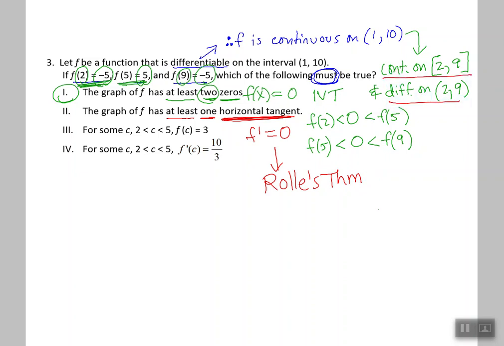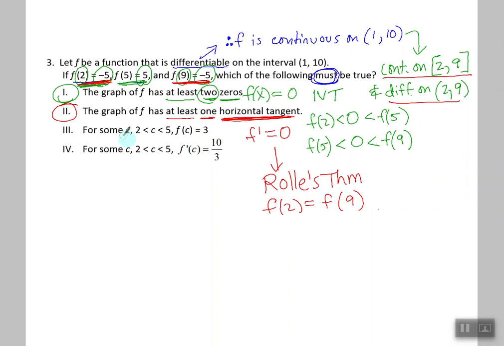We have that. Also, we need to know that the endpoints of the interval have the same y value. So I see a y value of -5 and another y value of -5. So because f of 2 equals f of 9, Rolle's theorem is satisfied and guarantees at least one horizontal tangent along the interval. So we'll also circle this one.